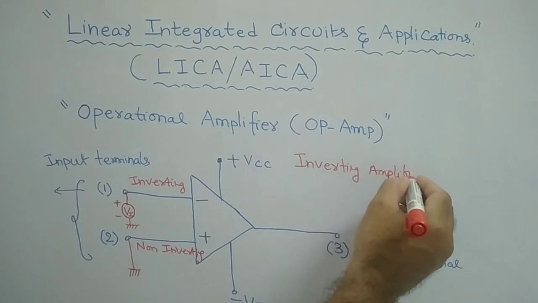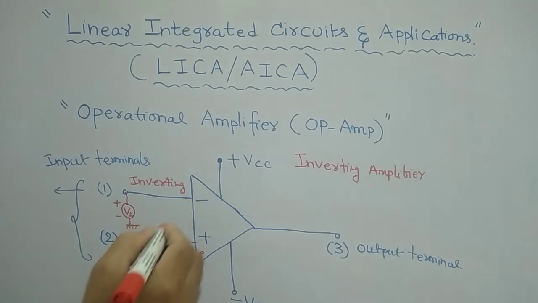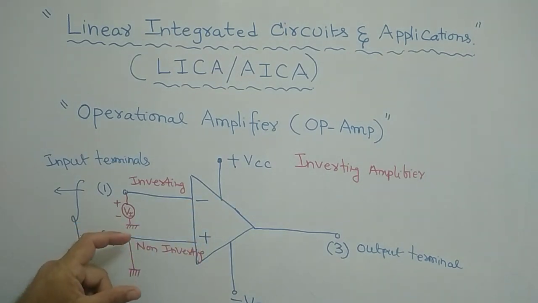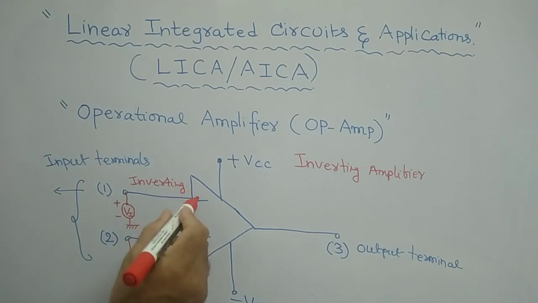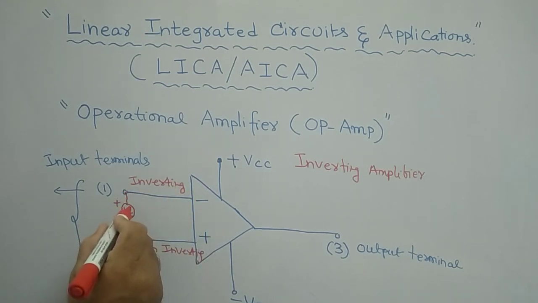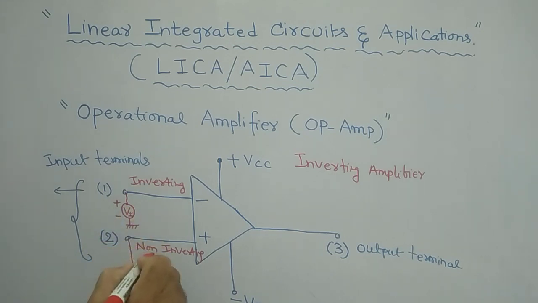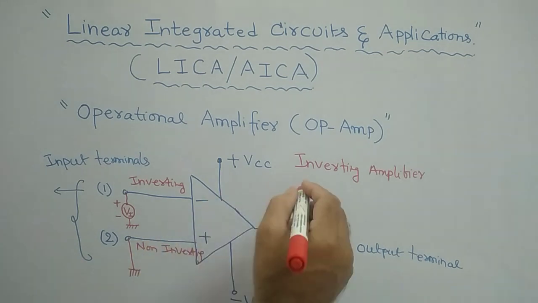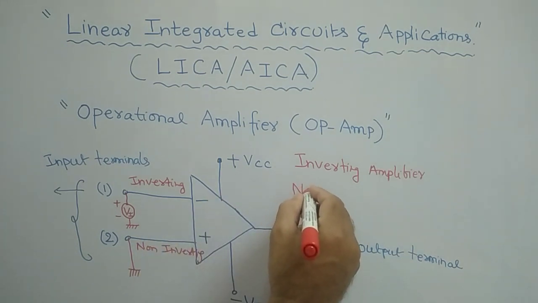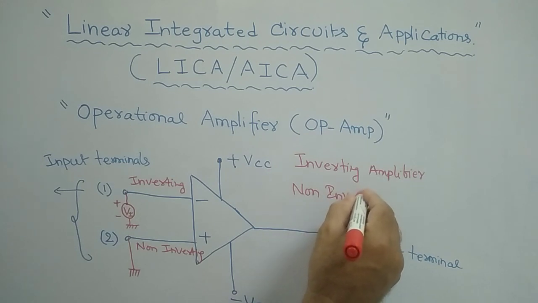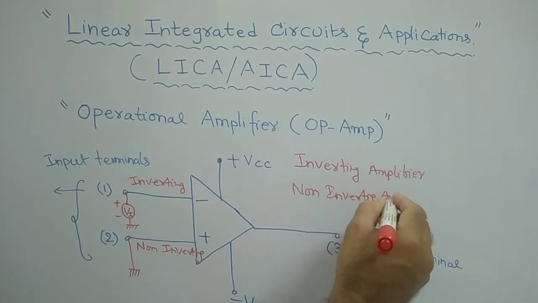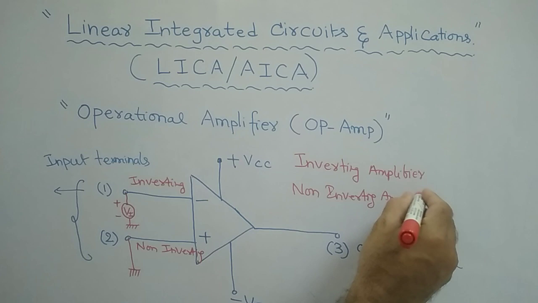Similarly, if the input is applied to the non-inverting terminal, the plus terminal, then your minus terminal must be grounded. If the input is applied to this plus terminal, the non-inverting terminal, then it is called a non-inverting amplifier.